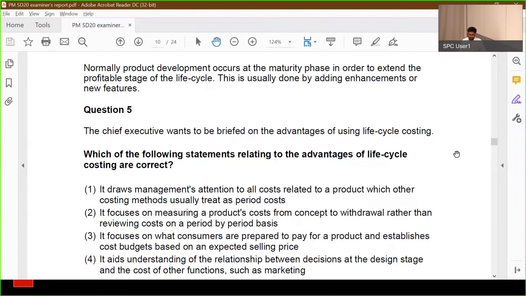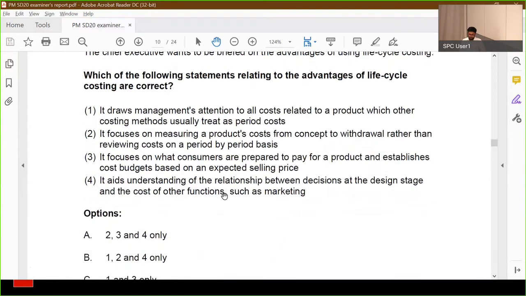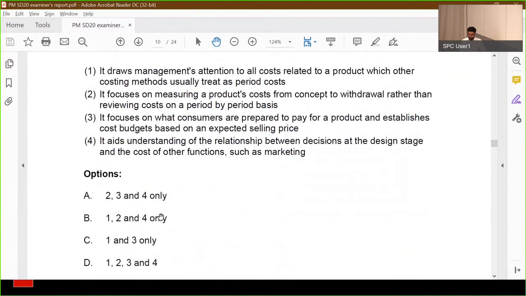It aids understanding of the relationship between decisions at the design stage and the cost of other functions such as marketing. So this statement is also relatively straightforward and true for life cycle costing, as you're taking into account the design stage and its relation with some other costs like marketing or admin across the life cycle of the product. So the right answer for question 5 should be the statements 1, 2, and 4. And this option is B.